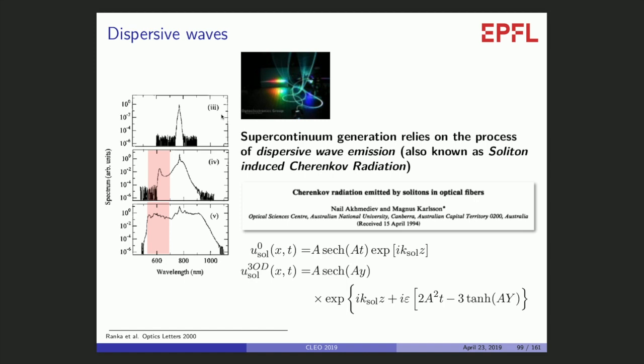And what they showed is that the soliton, instead of just being the sech, the hyperbolic secant, starts to pick up a tail that is oscillatory, that's bound to either the trailing edge or the leading edge of the pulse. It depends on the sign of the third-order dispersion.